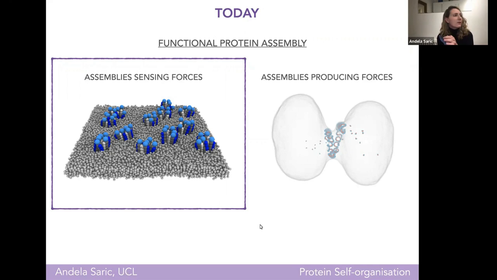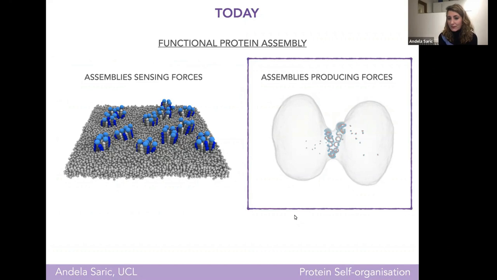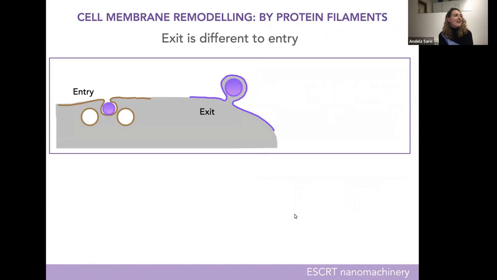So this was really a first story where we realized that in order to capture the physics of life at the nanoscale, we really need to start considering non-equilibrium conditions and driving forces that protein assemblies in the cell experience. So as a next step, we shifted towards assemblies that produce mechanical forces. And this led to me realizing that cell entry and cell exit are actually very different. So again, for the cell to live, stuff needs to be able to go in and out. And to do so, the cell needs to reshape and cut its membrane, its physical barrier.